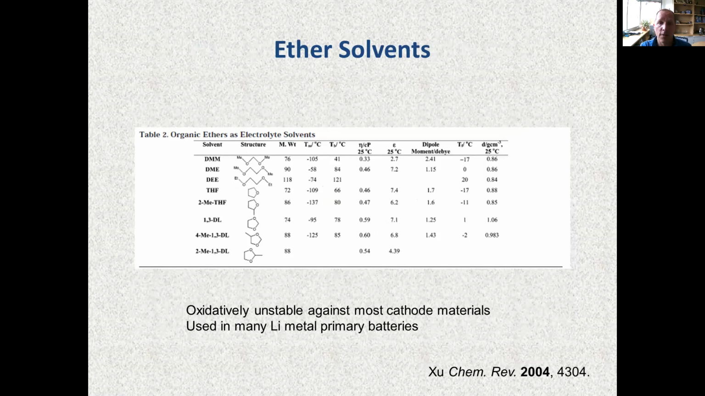So ether solvents are another one which has been thoroughly investigated for lithium-ion batteries. With this in mind, basically we have a series of ether solvents such as DME, dimethoxyethane, THF, and 1,3-dioxolane, this guy, which are all relatively widely used. All of them have very low melting points, so that's very good. They all have relatively moderate dielectric constants, acceptable but not necessarily great. But the biggest problem with the ether solvents is these are oxidatively unstable against most cathode materials for lithium-ion batteries. These are widely utilized in lithium metal primary batteries.